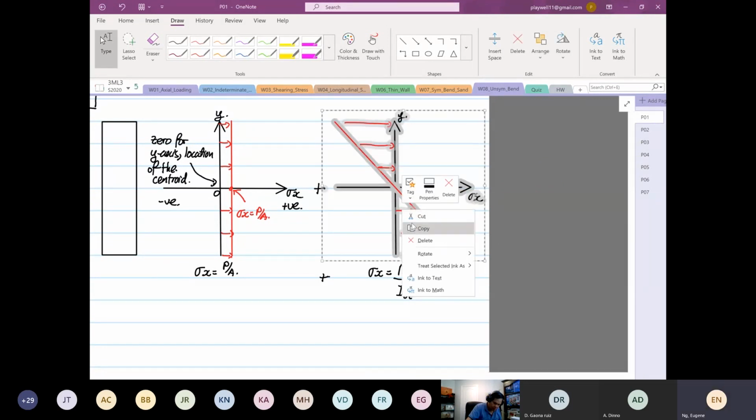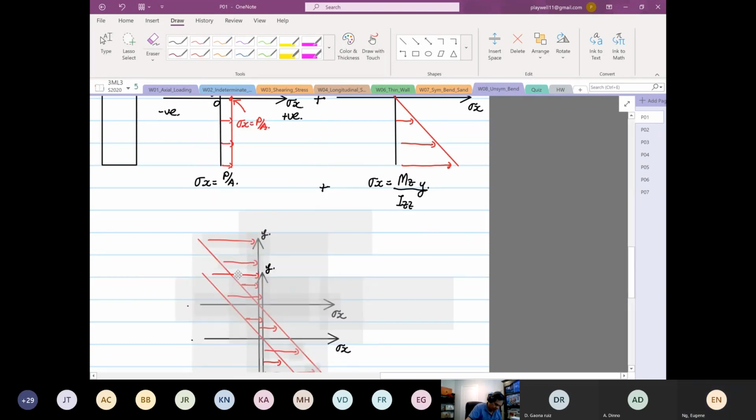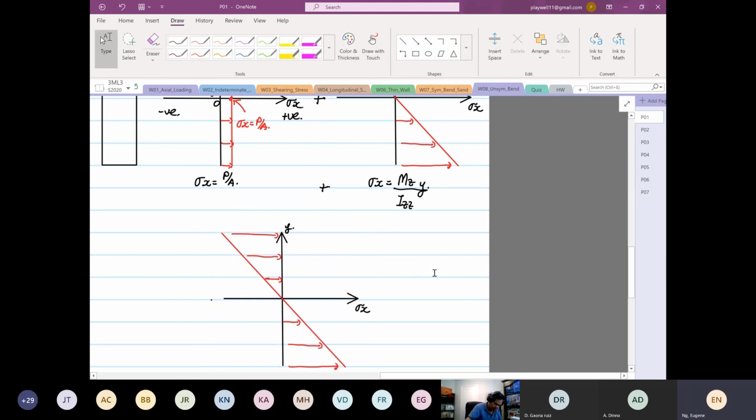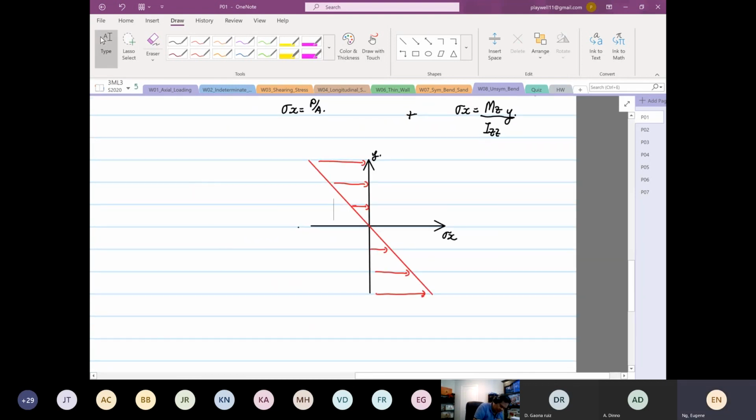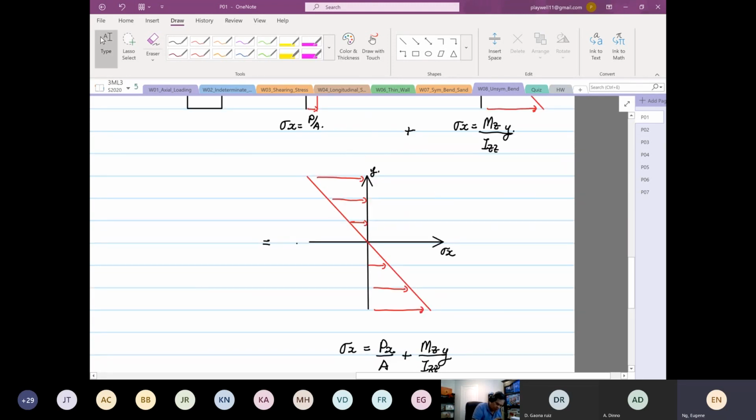Okay, so now we're going to plot. I'm going to show you what's going to happen. So now if we're going to plot stress X, this is equal to stress X is equal to P over A, plus or minus MZ, P over A, or PX over A, plus MZ over IZZ multiplied by Y. So what will happen now is this.